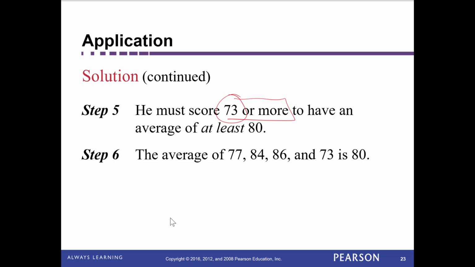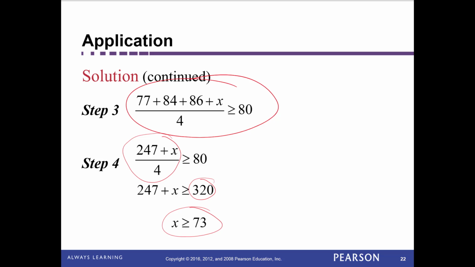And that's why we've got an inequality, because Max isn't just shooting for an 80. Max is shooting for an 80 or above. So if Max on his next test gets a 257, that would make this equation, of course, be greater than 80. So any value greater than 73 gets Max a test average greater than or equal to 80.